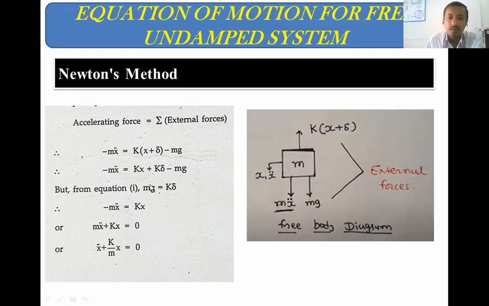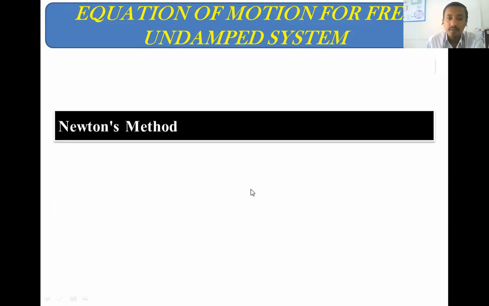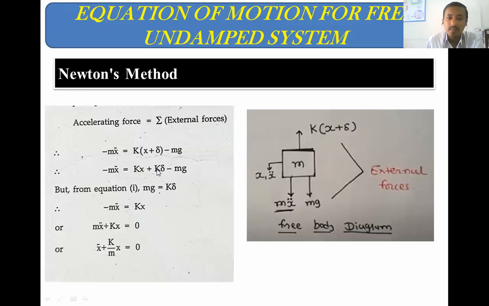If you simplify this, k into delta means mg. Substituting the earlier formula, k is equal to mg by delta, delta cancels and it becomes mg. So plus mg and minus mg cancel. The remaining is minus mx double dot is equal to kx. Simplifying again, you will get mx double dot plus kx is equal to 0.